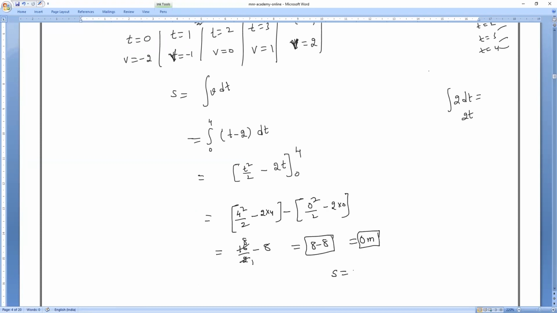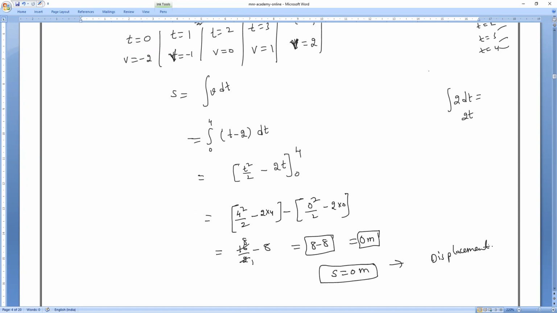So now tell me, can the distance be 0 at any time? Is it possible to make the distance 0? No, sir. Distance will never be 0. So what can be 0? Displacement will be 0. So now what I got here, S equals 0. Is it a displacement or distance?